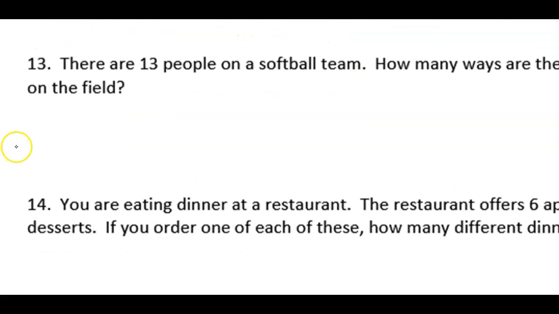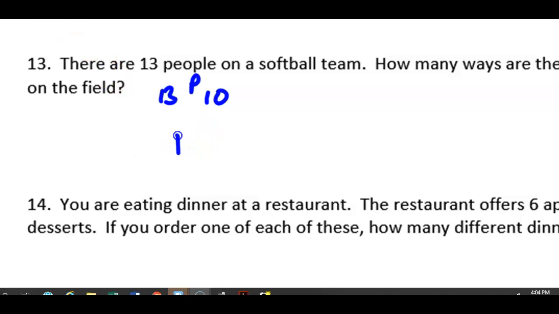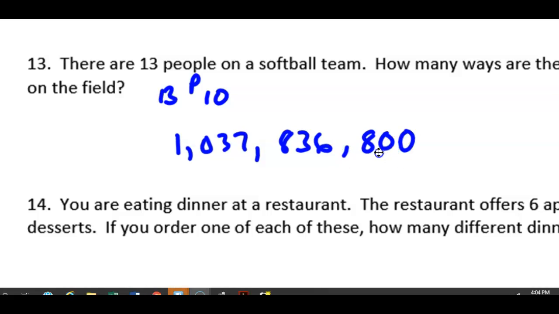Now 13. It says there are 13 people on the softball team. How many different ways are there to assign them to play the 10 different positions on the field? Order matters. Think about it. A lineup in baseball or softball matters, right? So this one matters. There's 10 positions and there's 13 people. We're going to permute 10, like that. So that is going to give a big number, right? We got 1,037,836,800.